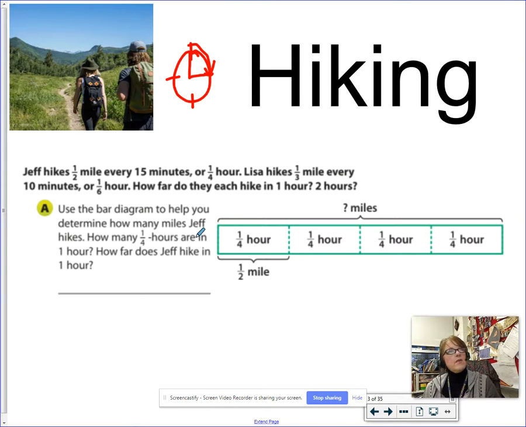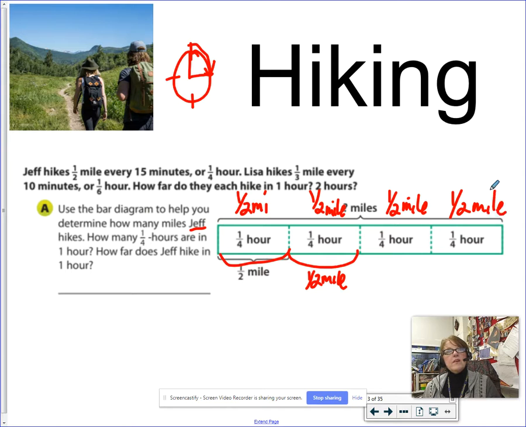So let's stop right there because they're going to go on and talk about Lisa. But this particular diagram is really illustrating Jeff's rate, okay? It says use this bar diagram to determine how many miles Jeff hikes. All right, so every quarter hour, he's going a half a mile. So here's a half a mile. That's in that first 15 minutes. Then it's going to be another half a mile. Actually, I'm going to write these on top because I like thinking of it this way. Miles per hour, okay? Half a mile in a quarter hour. Here's another half mile in a quarter hour. Here's another half of a mile in a quarter hour. And another half of a mile in a quarter hour.